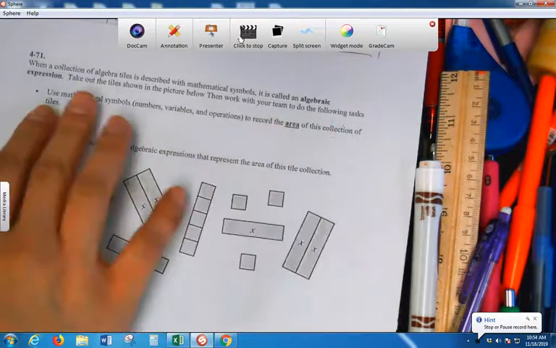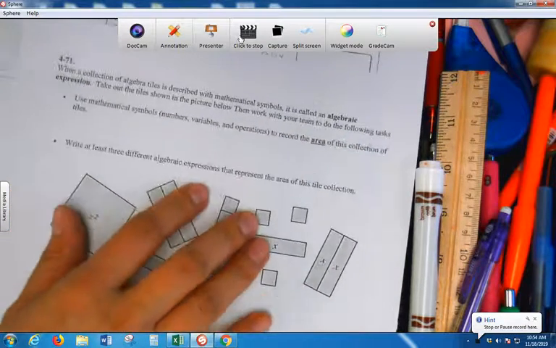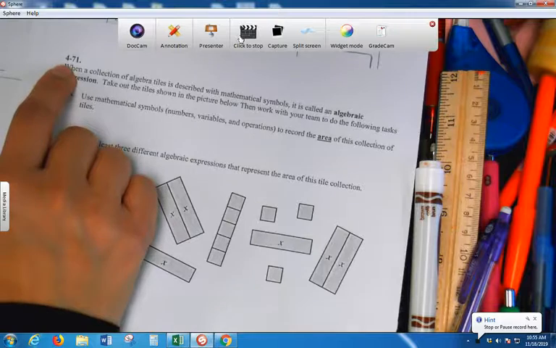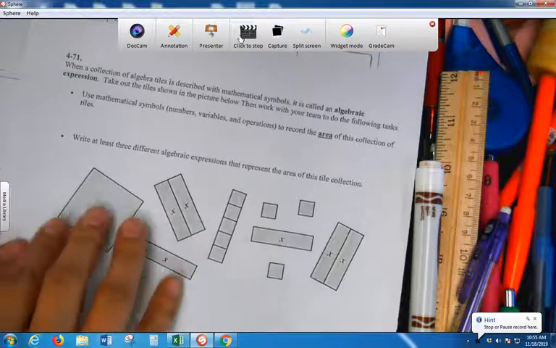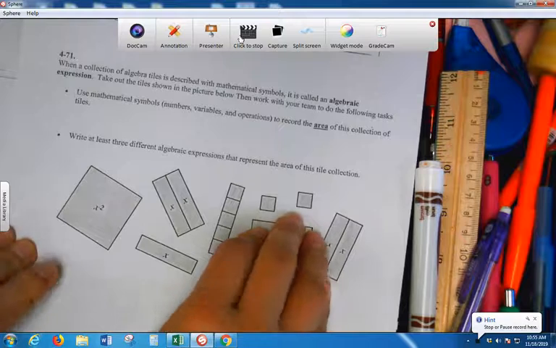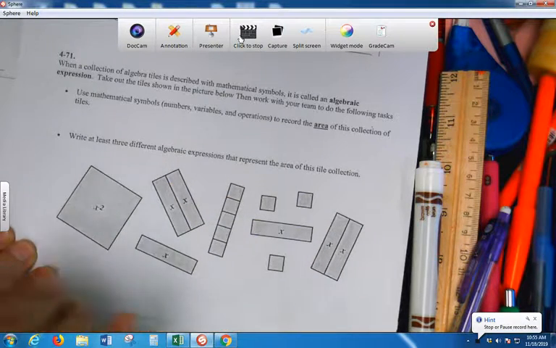Now, I made a copy of your book. This is problem 4-71 from your textbook. But I wanted you to have it on paper so you can always refer back to it in your notebook. So the number one thing I forgot.